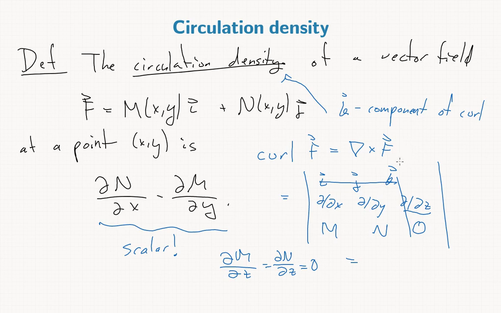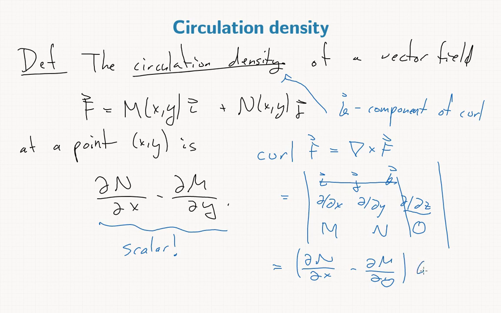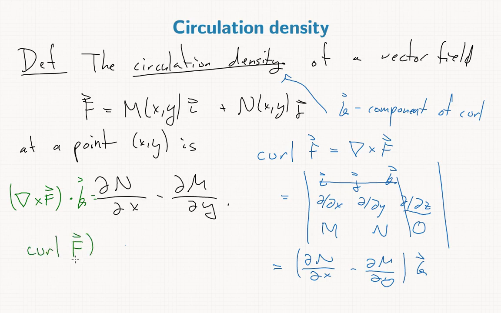So this will be del N by del x minus del M by del y, all times k. A notation for this we could write is nabla cross F dot k, and that's this. Or we'll also sometimes write curl F dot k. Curl F and nabla cross F mean the same thing.